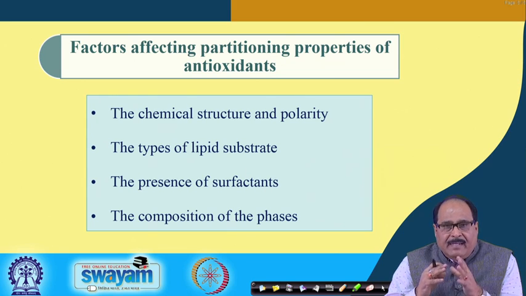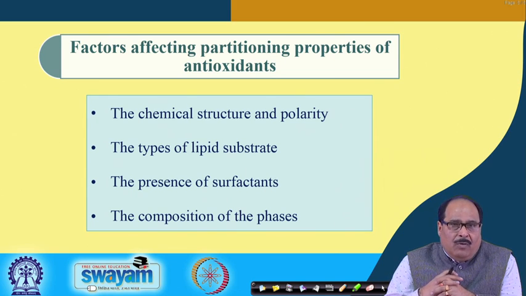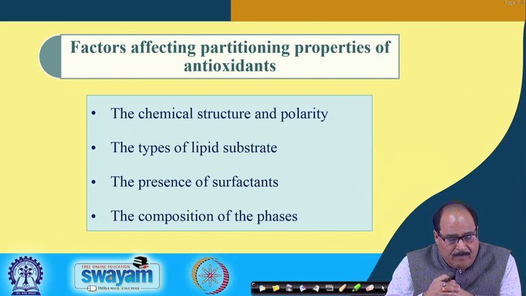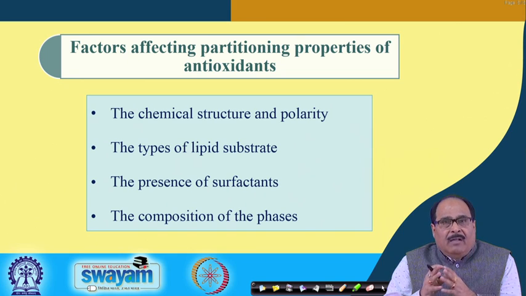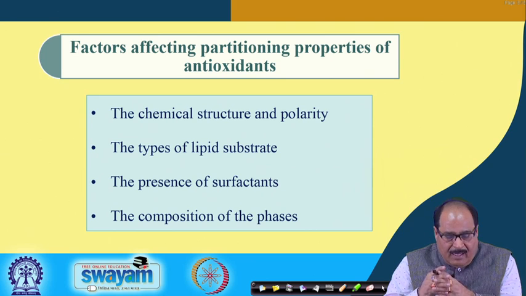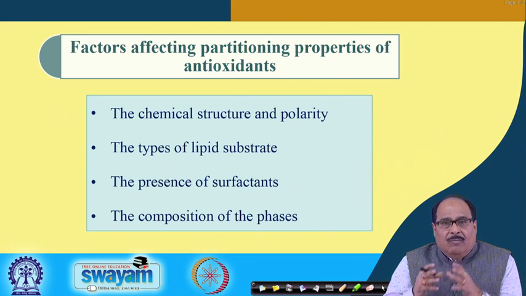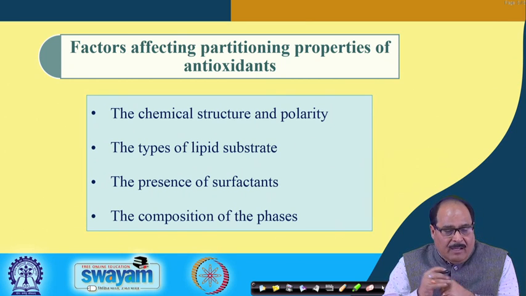The partitioning properties or antioxidant potential of these compounds depend on various factors, and those include the chemical structure of the compound and its polarity, the types of lipid substrate, the presence of surfactants, and the composition of the phases, that is the water, air, oil and other phases, their composition, type of glycerides etc. present, which may all influence the partitioning properties of the antioxidants.